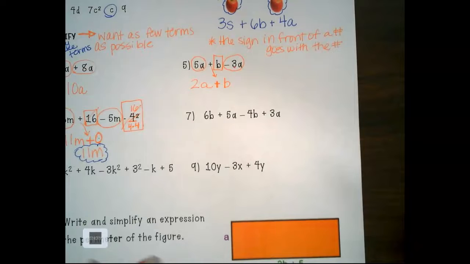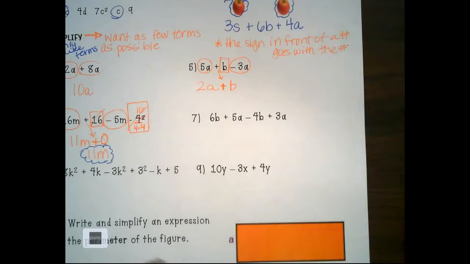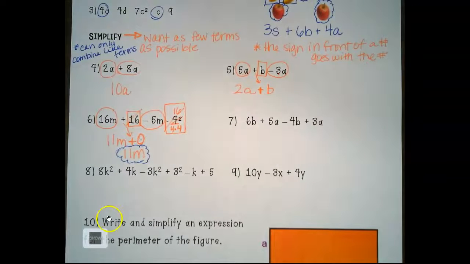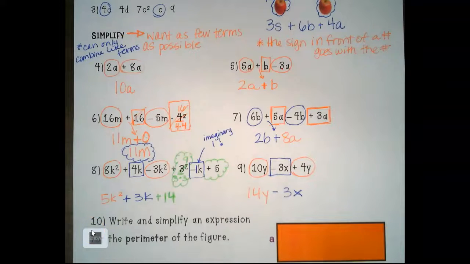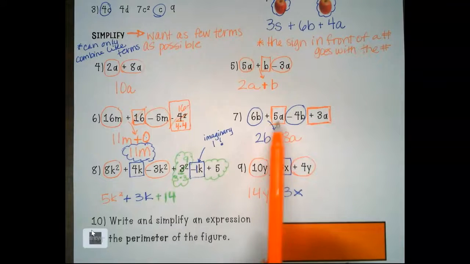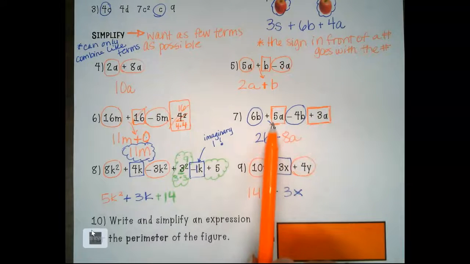Let's see. I want you to try 7, 8, and 9. Pause the video, come back when you're finished, and we'll see how you did. Okay, welcome back. What I decided to do was not only use different shapes, I used different colors to help my like terms stand out.